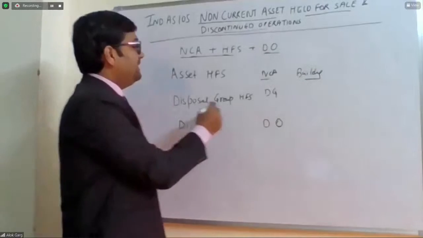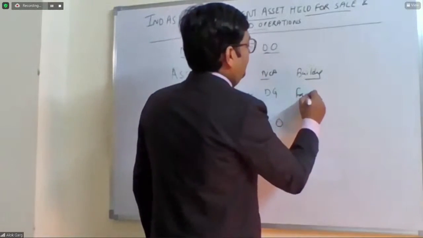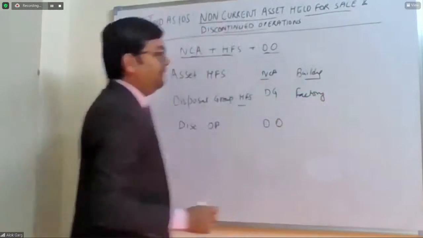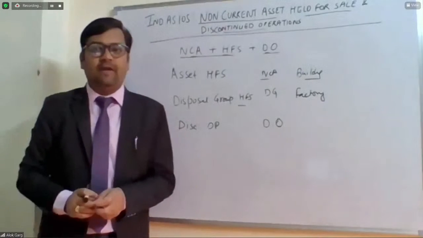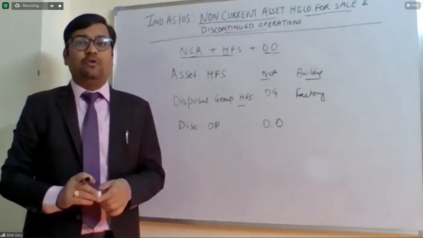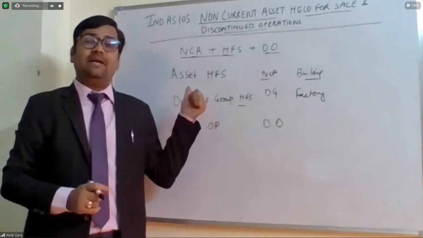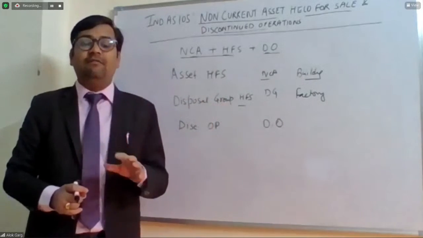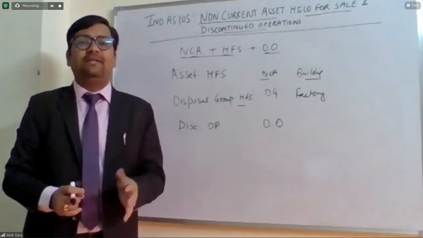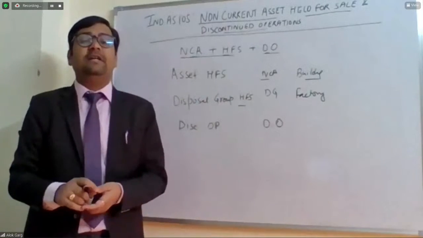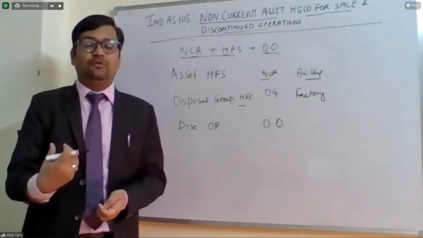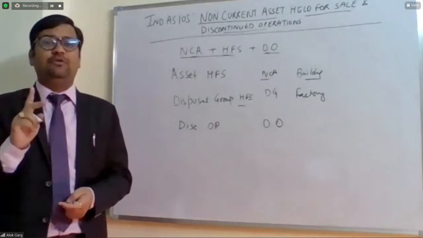So this factory is an example of a disposal group. Earlier we were buying only a building, a single asset, so that is an asset held for sale. Then we bought a factory, and the factory consists of so many non-current assets as well as some current assets also. So two things you need to remember.